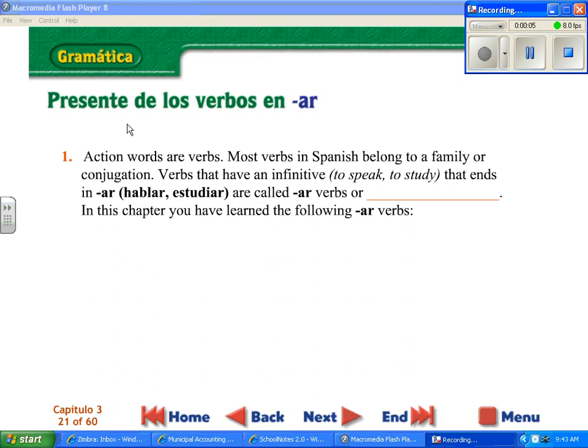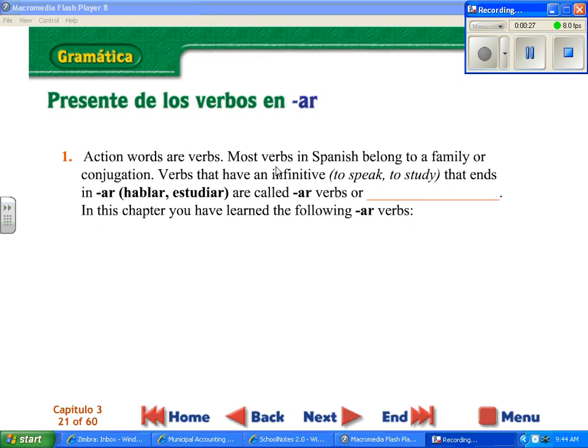Today we're going to learn the present tense of the verbs that end in R. First of all, let's talk about what a verb is. A verb is a word that expresses an action, an activity. They are action words.